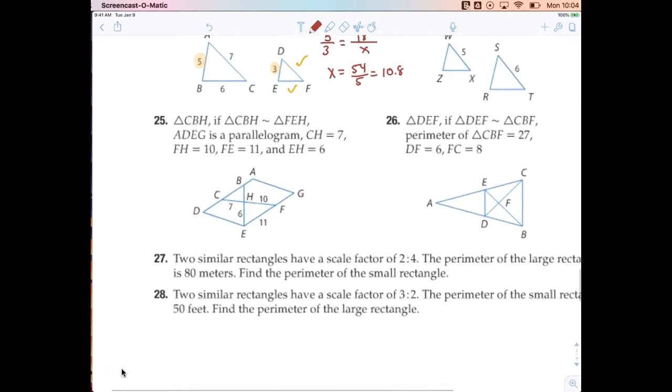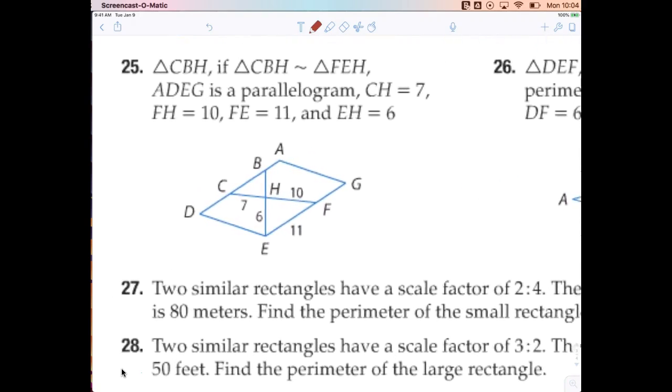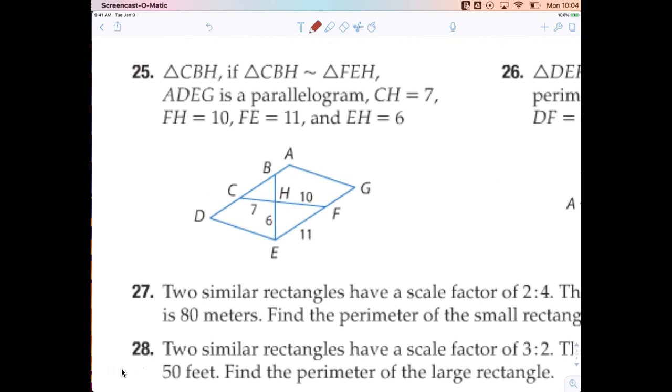Now, let's look at 25. Do we have to do 25? All right. Let's take a look at 25 and see what we got here. Okay. We're trying to find the perimeter of triangle CBH. Right? So I'm looking at this right here, CBH, and then it's saying CBH is similar to FEH. So that should be pretty easy then.